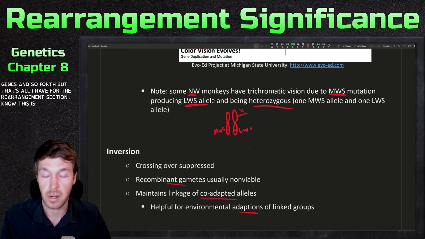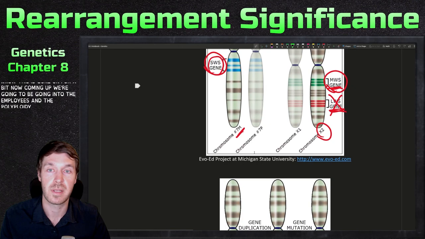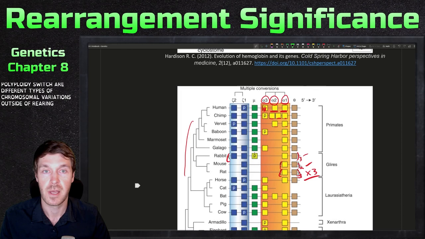I know this has gone on for a bit now. Coming up, we're going to be going into the aneuploidies and the polyploidies, which are different types of chromosomal variations outside of rearrangements. But that's all I have for today.